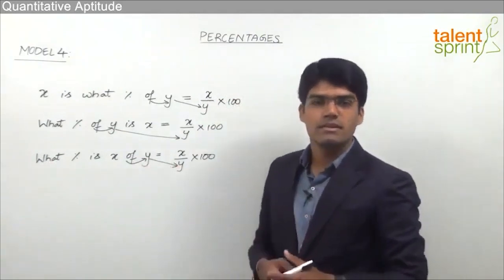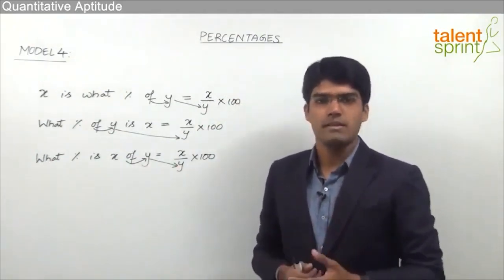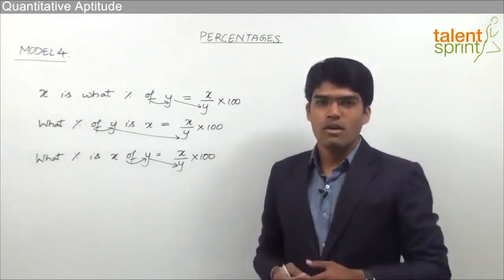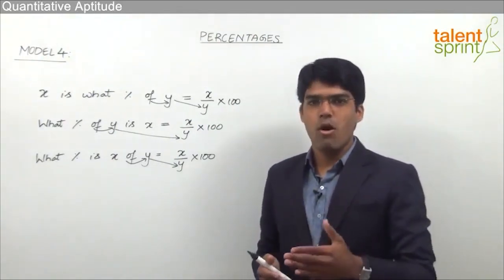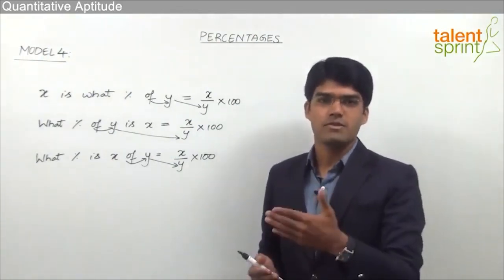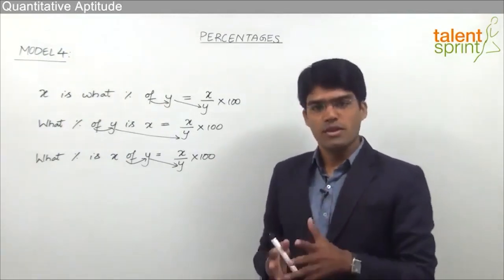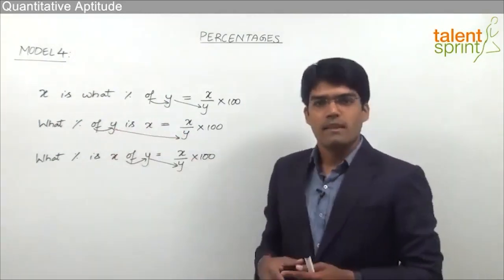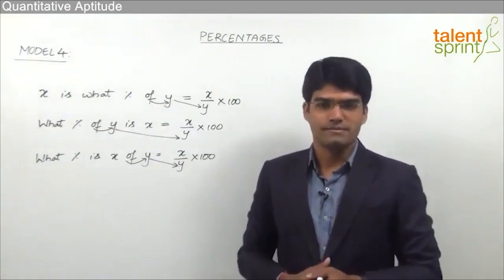So let's say if the question is R is what percent of K, the answer should be R by K into 100. Why? Because we are asking R is what percent of K. Or the given question is what percent of Z is M. Answer here should be M by Z into 100, but not Z by M into 100. So one simple point here is whatever is followed by 'of' has to be taken in the denominator. And this model is very frequently asked when we go for data interpretation.